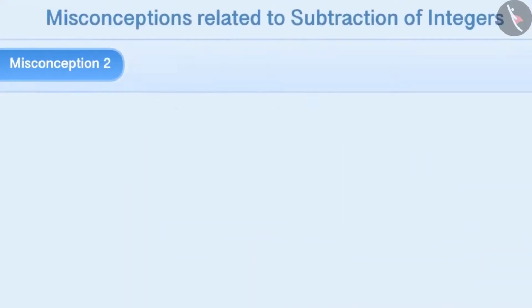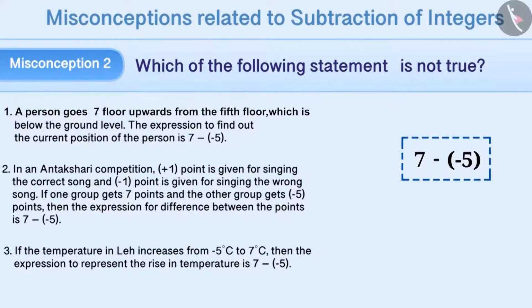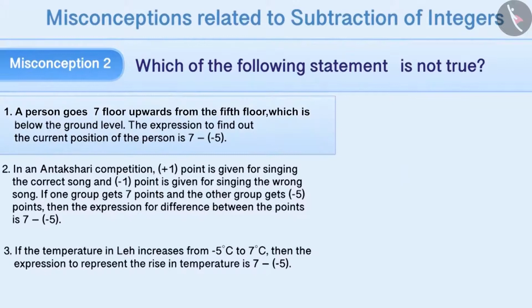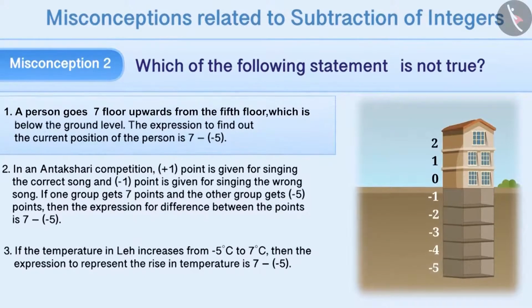Misconception 2. Which of the following statements is not true? In the given expression, the operation of subtraction of these integers is performed. Now, from the given statements, we need to identify a statement which is not suitable for this expression. The first statement says that a person goes 7 floors upwards from the 5th floor below the ground level. To find out the current position of the person, -5 is subtracted from 7. The expression is written as 7 minus -5.